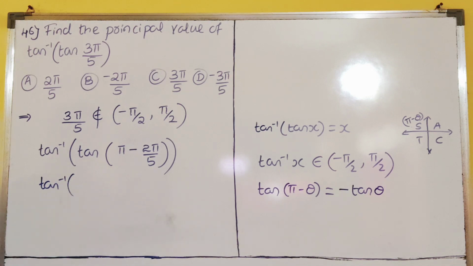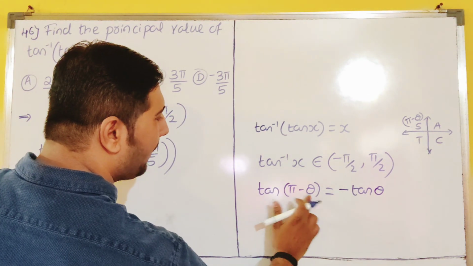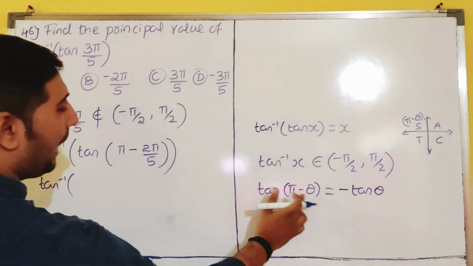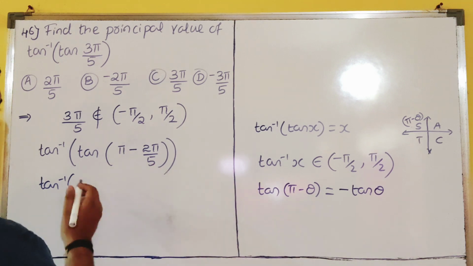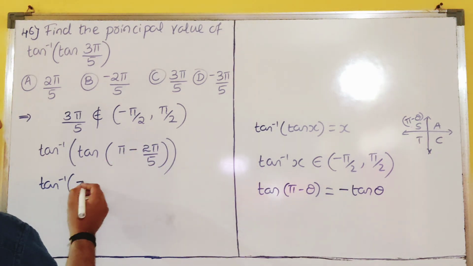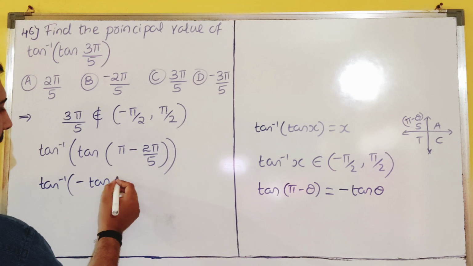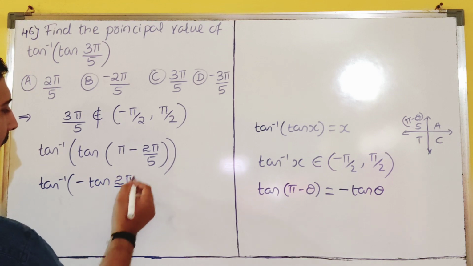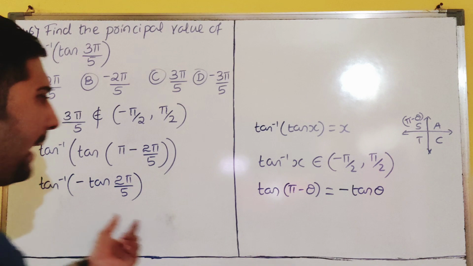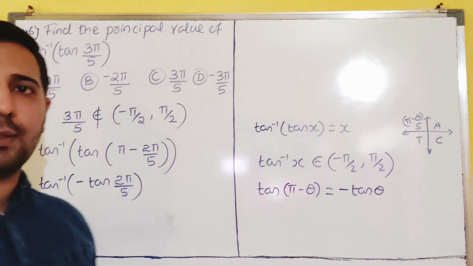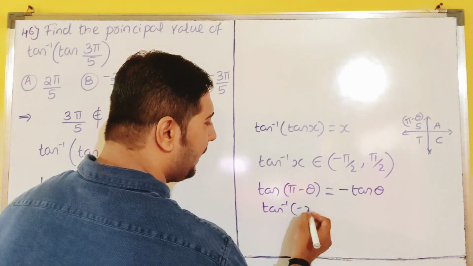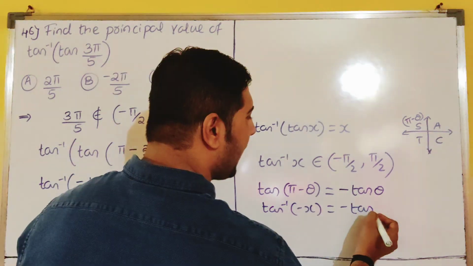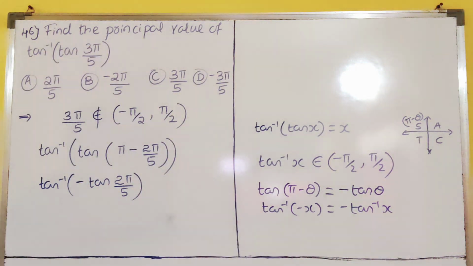Tan of pi minus theta is what? Minus tan theta. Theta is 2 pi by 5. Minus tan 2 pi by 5, dear students. Understood? So tan inverse of minus x, this is also a property, is minus tan inverse x, dear students. So in place of x, what is it? Tan 2 pi by 5.